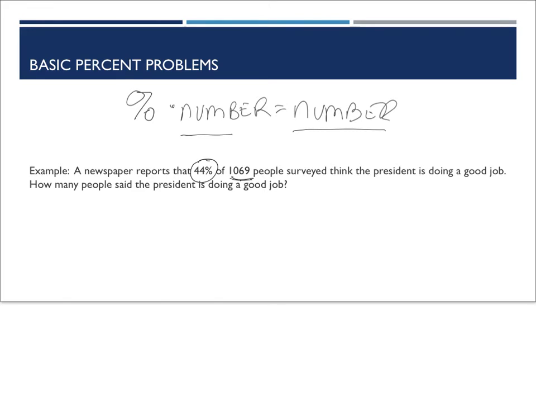Well, when we actually work a problem, we don't use a percent in a mathematical expression of any kind. So we want to take our percent and we want to change it to a decimal.